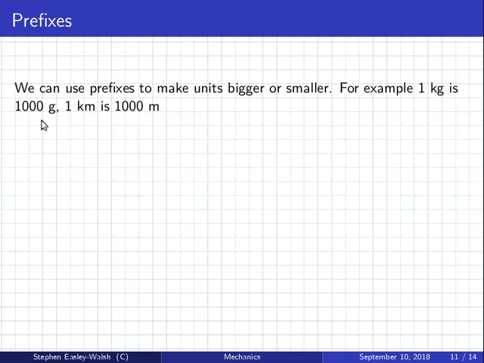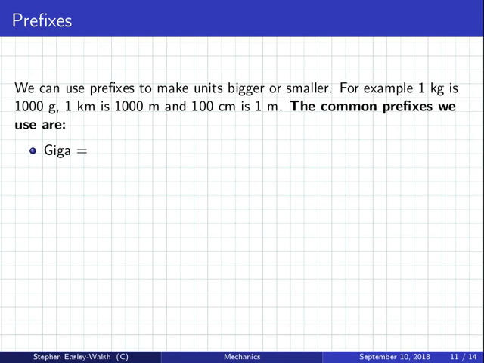100 centimeters is a meter. Now you don't need to write these down because I'm going to give you a table. Let's have a look at the ones we need for the course. The first one we'll have is giga. Does anyone know how big giga is?